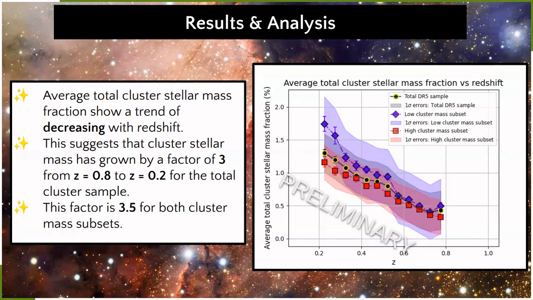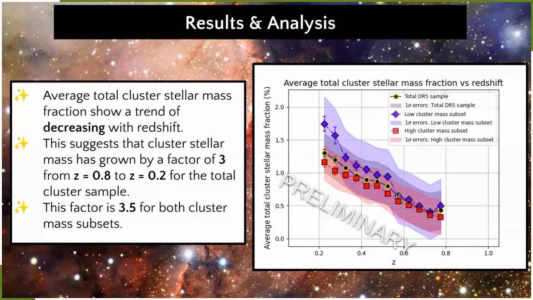And here we see these fractions with redshift, together with their uncertainties and 1 sigma scatter. We obviously see a clear trend of decreasing fractions towards higher redshift, which implies that cluster stellar mass has grown from redshift of 0.8 to 0.2. So these clusters are assembling more stellar mass as they are growing.